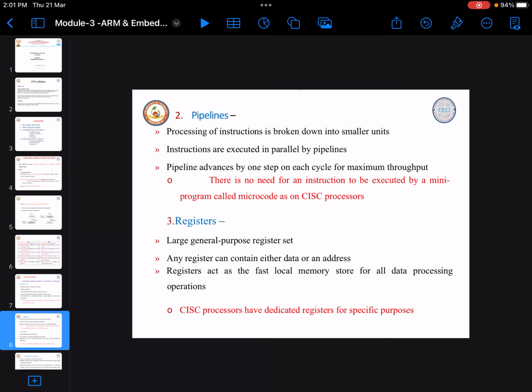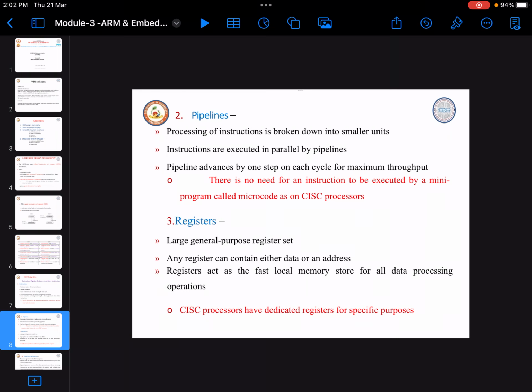In one clock cycle, if an instruction is decoding, in the second clock cycle the first instruction will go for execution while the second instruction will be decoding. Likewise, pipelining is used in the RISC type. The pipeline usually advances one step in each clock cycle for maximum throughput, and there is no need for an instruction to be executed by a microprogram as on a CISC processor. Coming to the registers, you have a large general purpose register set in the RISC type, whereas in the CISC type you have dedicated registers for specific purposes.